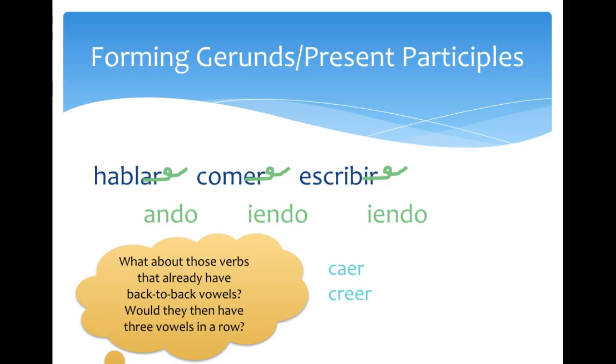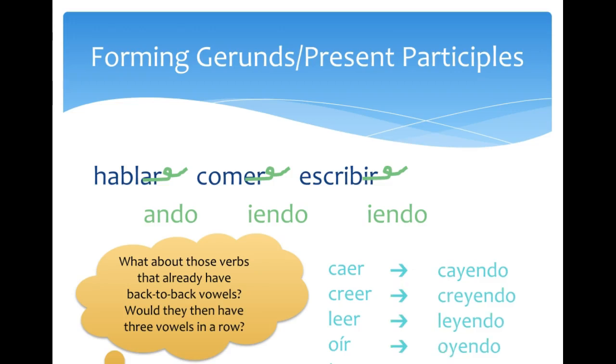So caer, creer, leer, oír. The bottom one is cut off, but it should be traer. Those will change into the gerund or present participle form. They'll have a -yendo, as in cayendo, creyendo, leyendo, oyendo, and although it's cut off your screen, trayendo would be the gerund or present participle for traer.